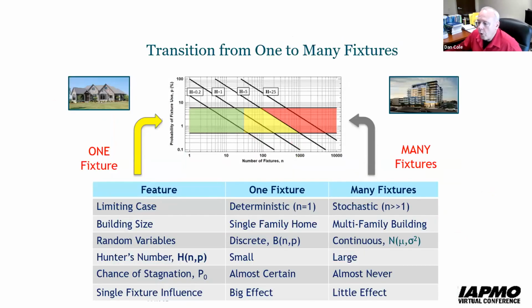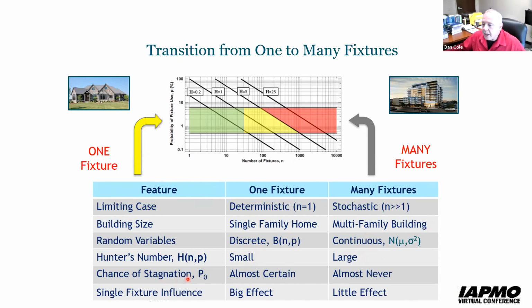So this is just an overall view that for the calculator, one size does not fit all. It uses 3 different algorithms to make it applicable from one fixture to many fixtures, a single family home to a multifamily building. We see a very small Hunter number as the number of fixtures becomes less. We see a very large Hunter number as the number of fixtures increase.